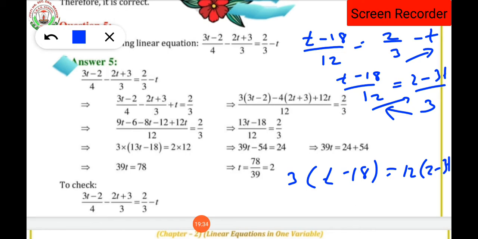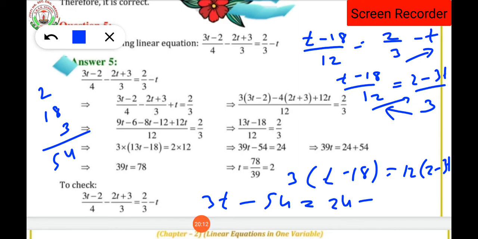Clear? Now here it will become 3t minus. So here again this 3 will be multiplied with 18, isn't it? So 3 will be multiplied with 18. How much will you get? You will get the required answer, 18 into 3, 54, is equal to 24 minus 36t.